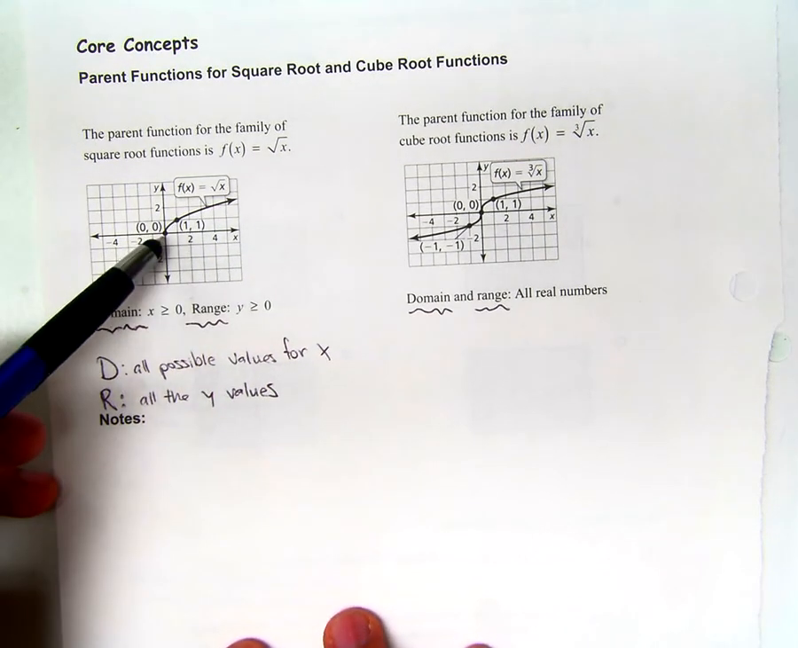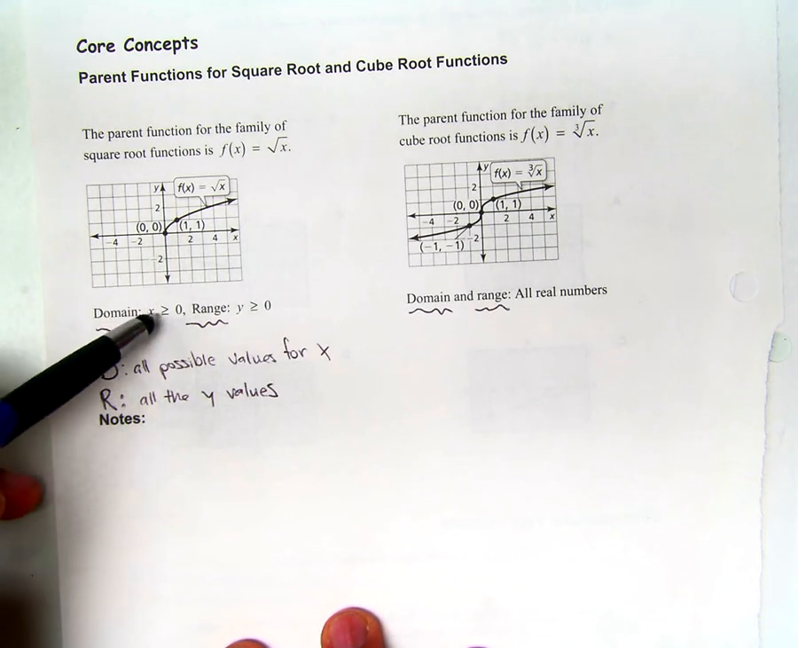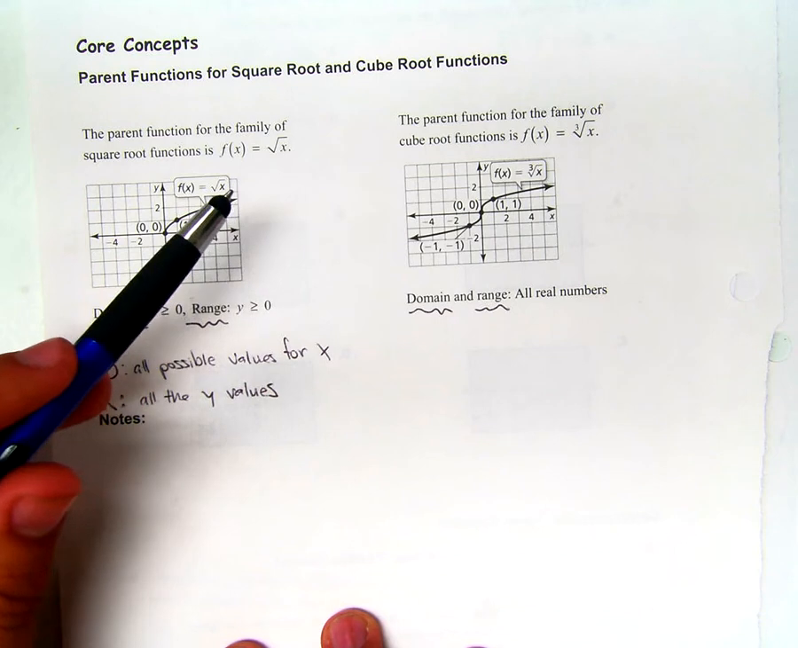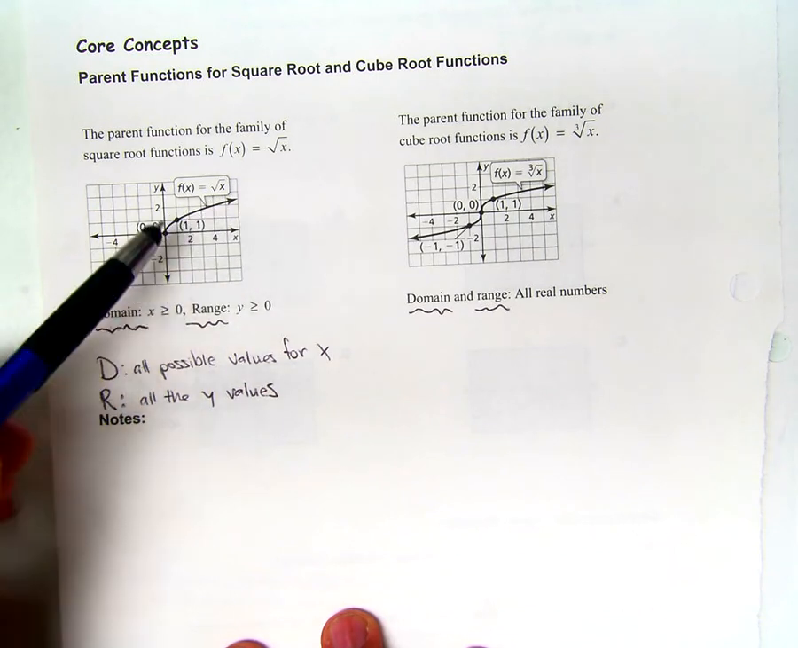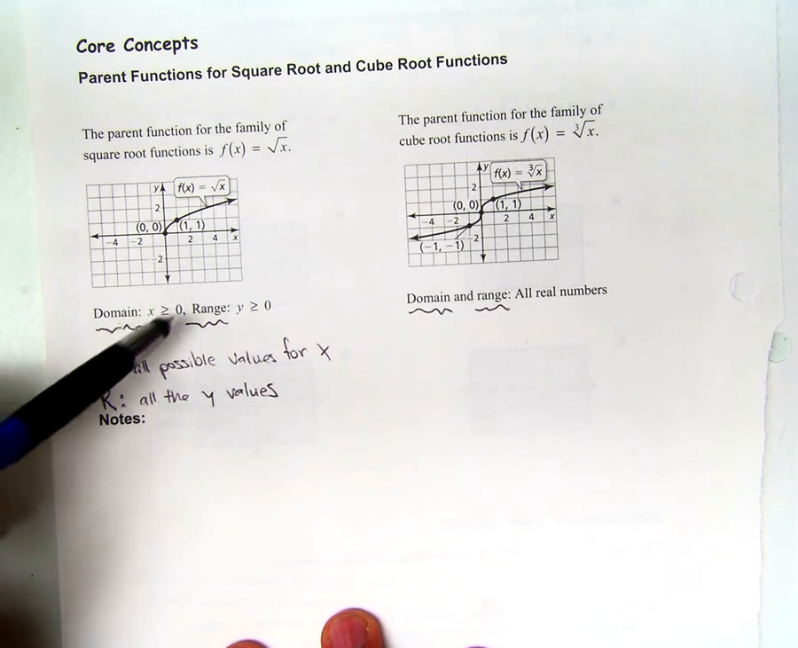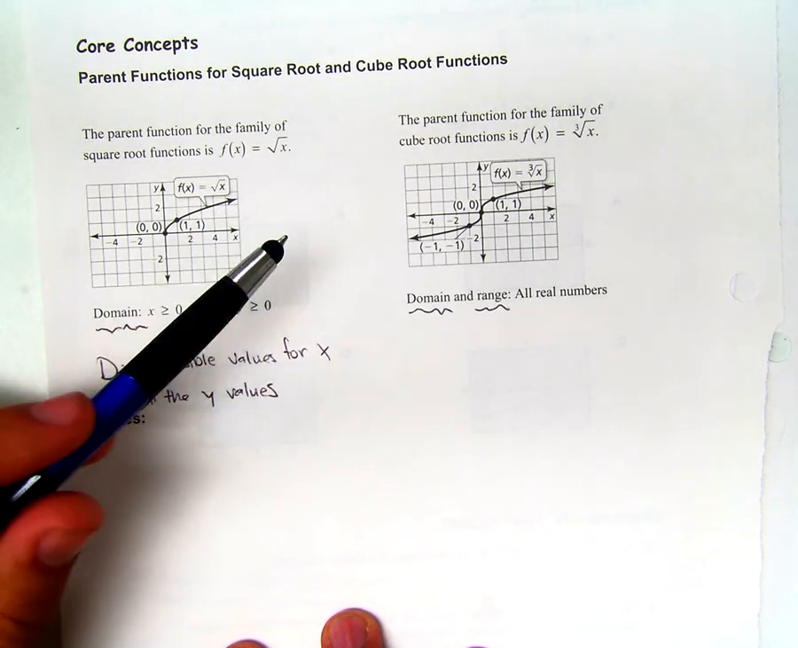So this function starts at 0. x can be 0, so x is going to be greater than or equal to 0, because it goes in the positive direction. So you have 0, 1, 2, 3, 4. x is going to be greater than or equal to 0, and it's going to go on forever.